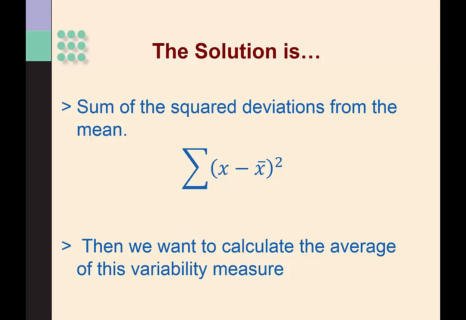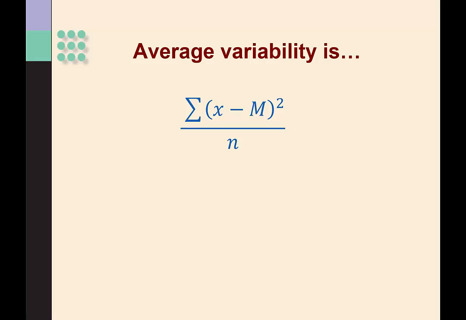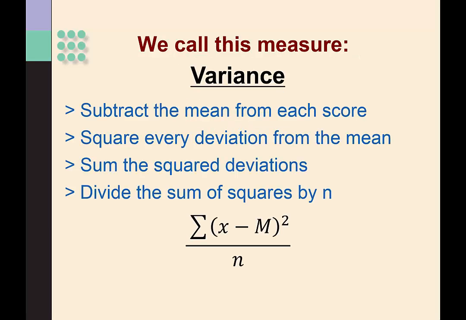So the solution is the sum squared deviation from the mean. And then, if we want to calculate the average amount of variability, all we have to do is divide this sum squared deviation from the mean by n. And this average variability is also known as variance. Once again, we calculate variance by subtracting the mean from each score, squaring every deviation from the mean, summing the squared deviations, then dividing the sum of squares by n, and that is variance.